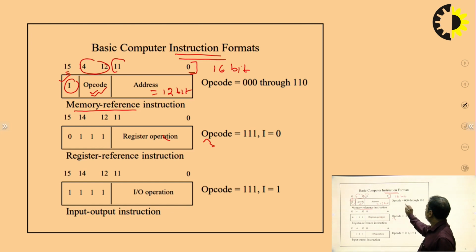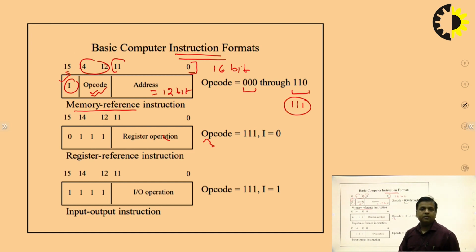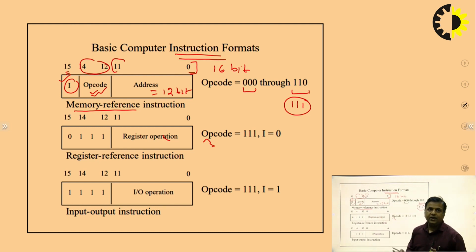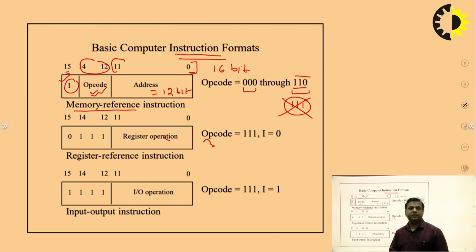That may vary from 000 to 110, or the last is 111. So all possible combinations of 3 bits are 000 to 111. But what we are allowing is only 000 to 110. We are not allowing the last combination of the bits, that is, 111 is not allowed as the opcode. We will see why this is not allowed.